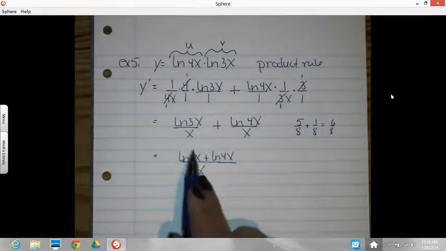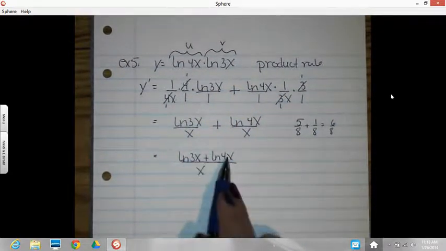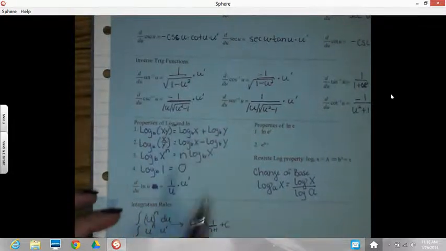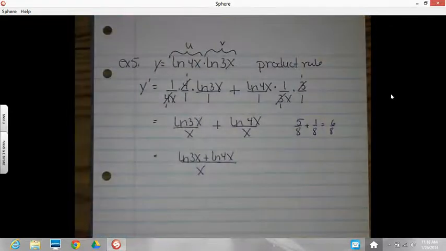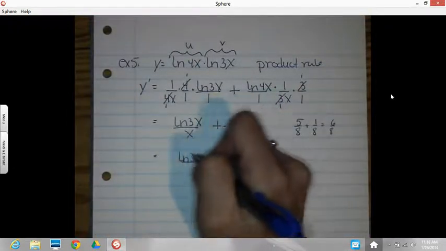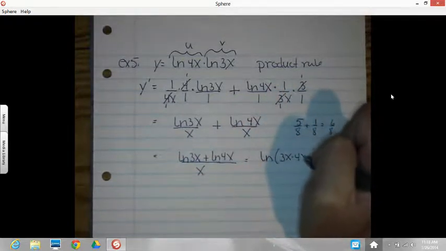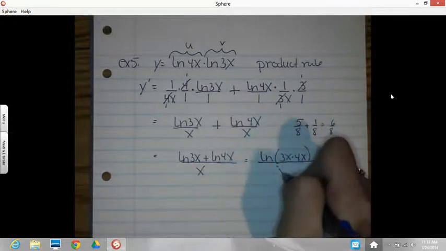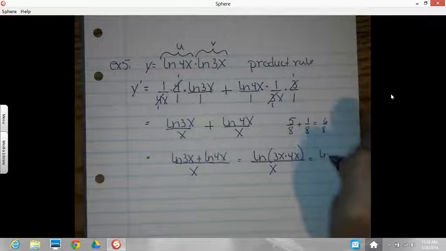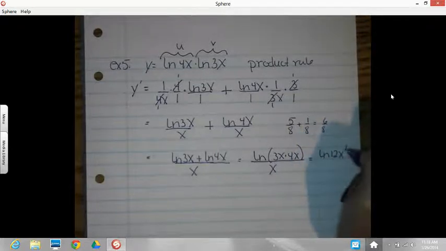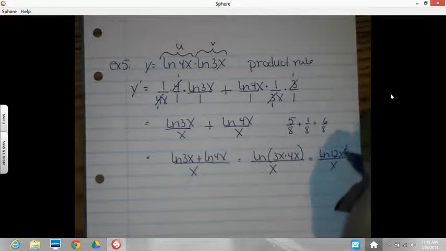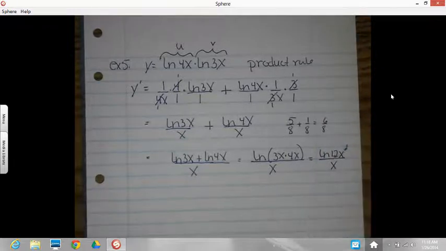Can I do anything with that? Is there a property that lets me combine 2 logs if they're added together? Well, log plus a log goes to the log of a product. Yes, I can. You should always be looking back until you get real familiar with these, so you don't have to look back. So I can combine these and make it the natural log of 3x times 4x. If you want to do that in one step, go ahead. Which becomes natural log of 12x squared when I multiply, all over x. Do not cancel here. These are not like terms. This is inside of a log, so I can't just take away part of it. And that's as far as that goes.